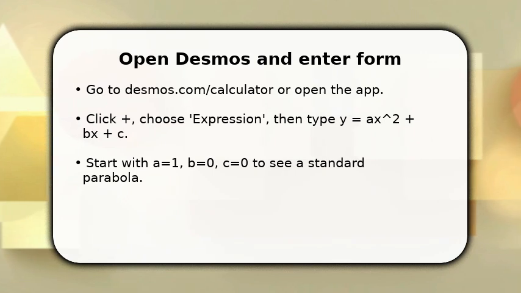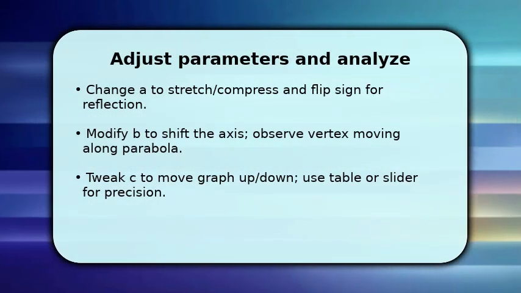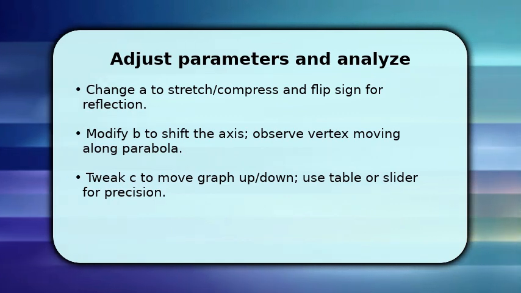This first step establishes the variables you'll tweak and gives you immediate visual feedback while you learn how each coefficient affects the curve. Next, focus on how a, b, and c alter the parabola. Increase a to steepen, decrease toward 0 to widen, or flip the sign to reflect. This shows the why behind shape changes.